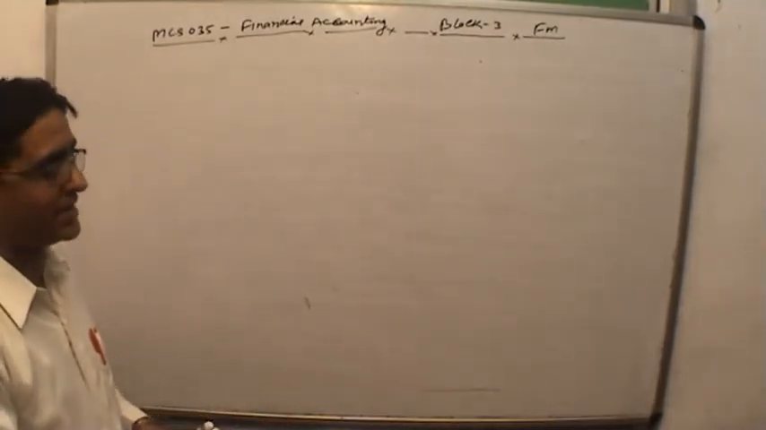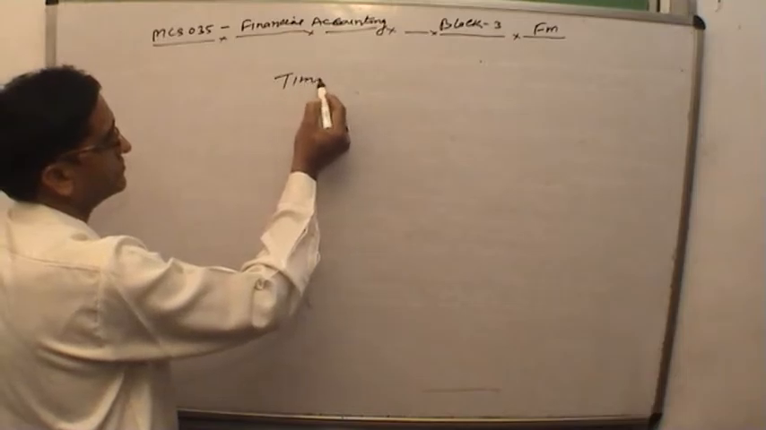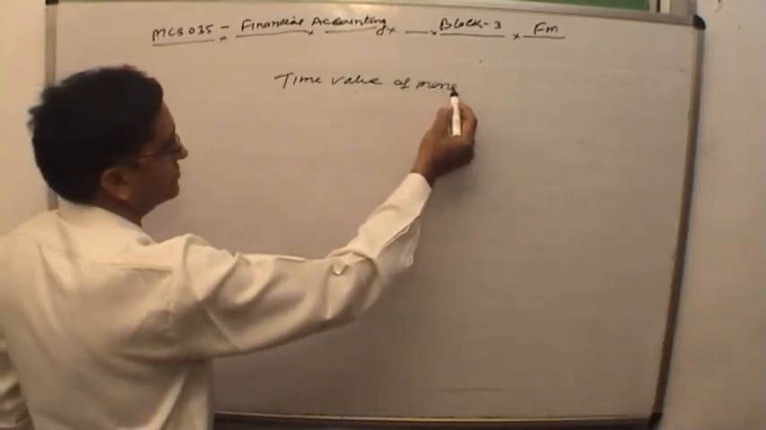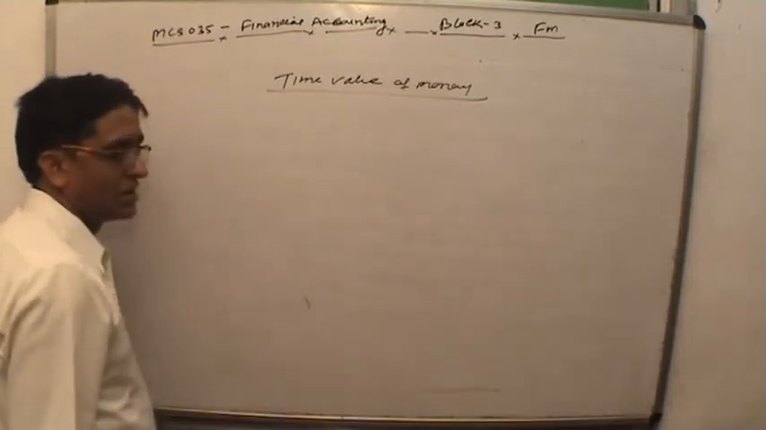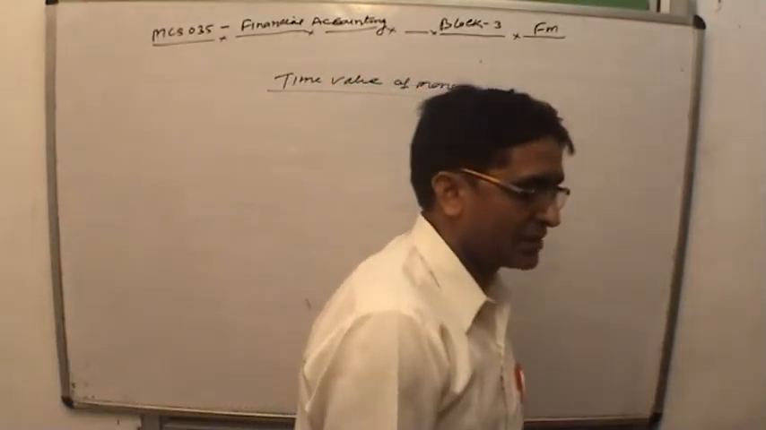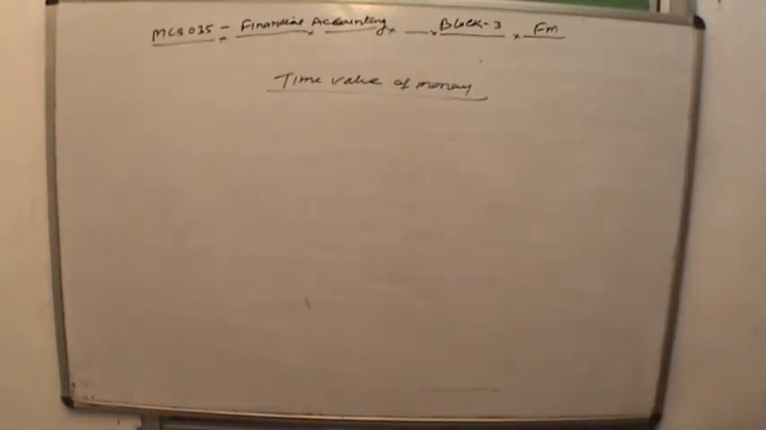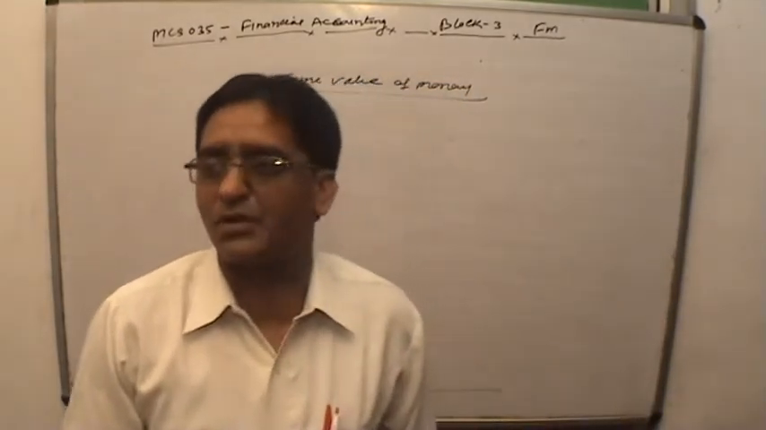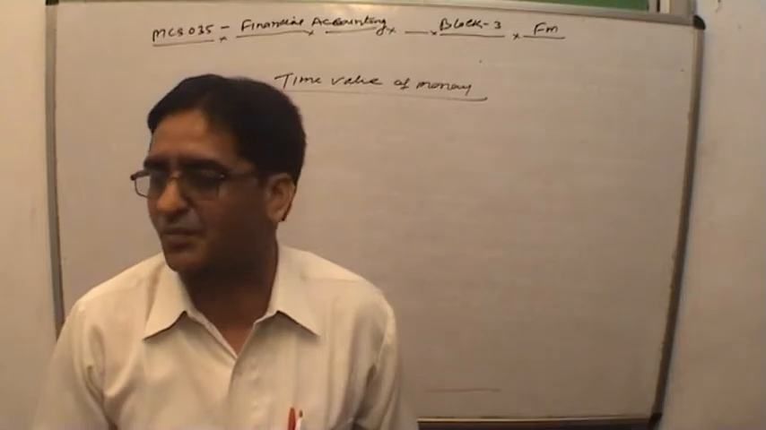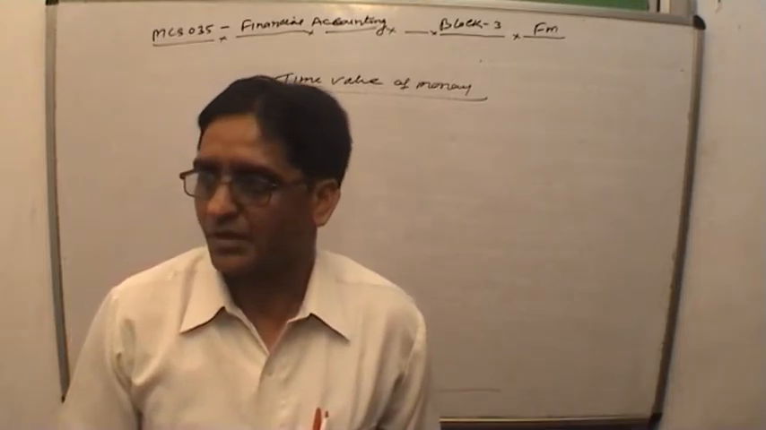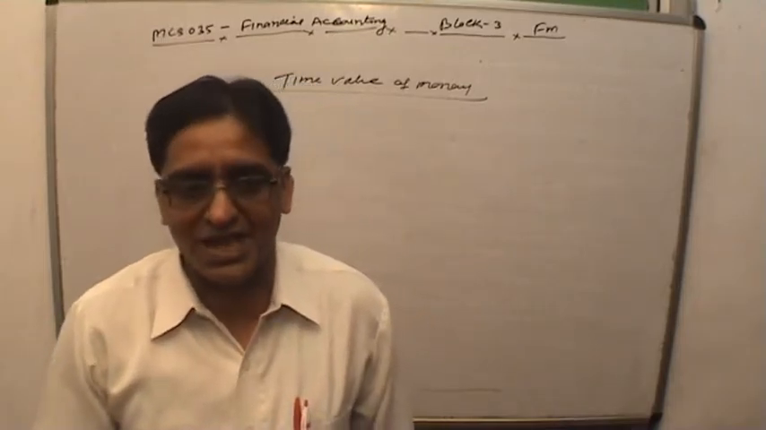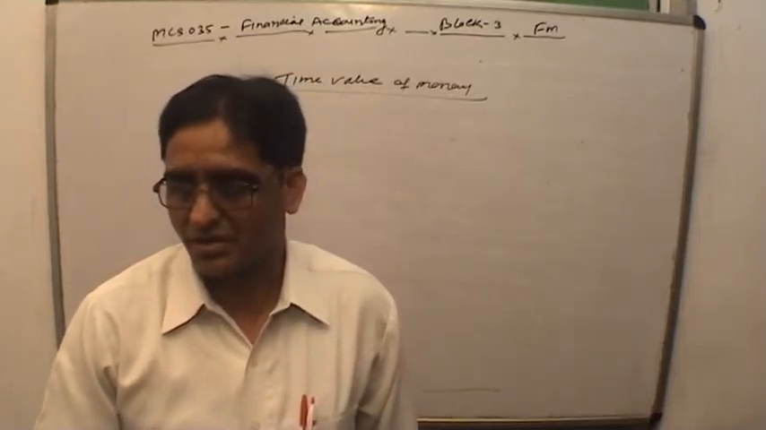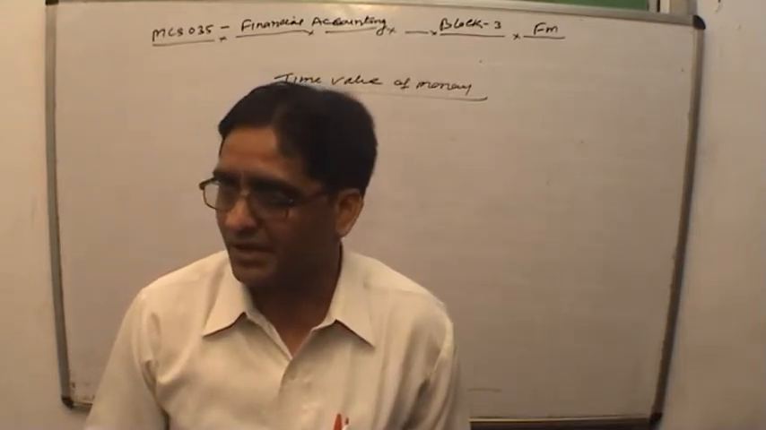Another topic, time value of money. It is one of the most important factors used in financial management, because according to the time value of money, the purchasing power of money decreases with the passage of time. Whenever time is spent, the purchasing power is reduced. It is the concept of time value of money.